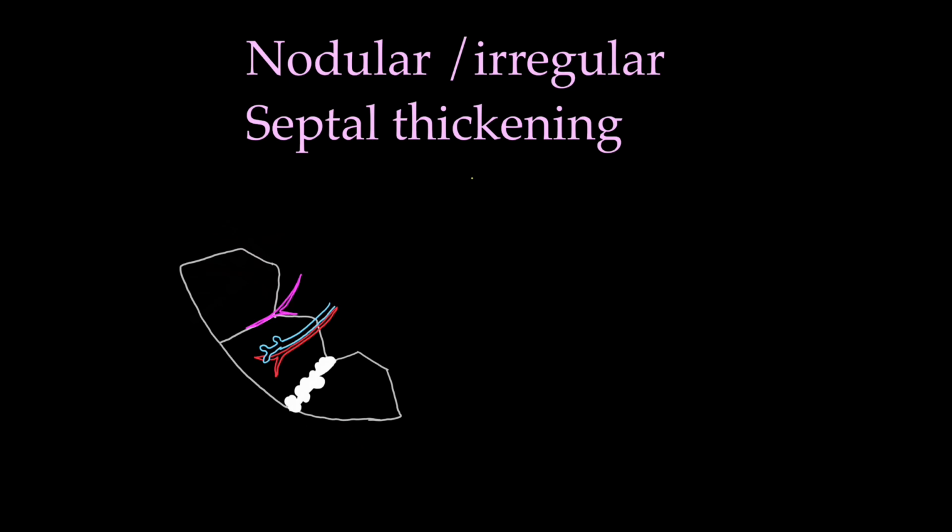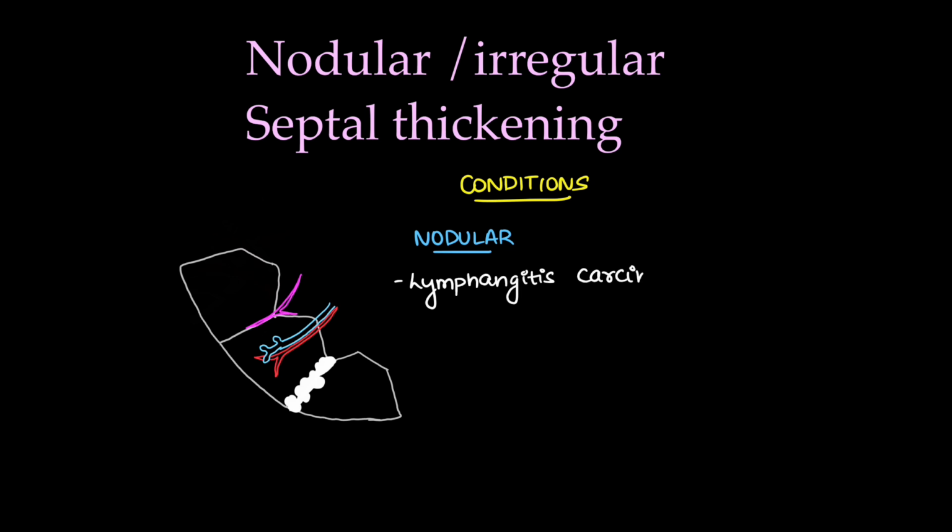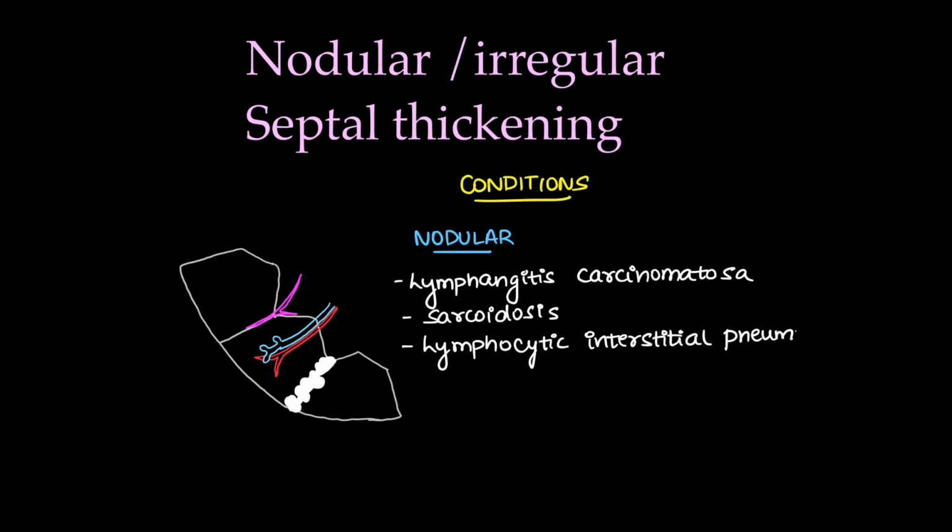Nodular or irregular septal thickening is seen in conditions like, again, nodular is seen in lymphangitis carcinomatosa, sarcoidosis, lymphocytic interstitial pneumonia, amyloidosis. Nodular is because of lymphatic spread.